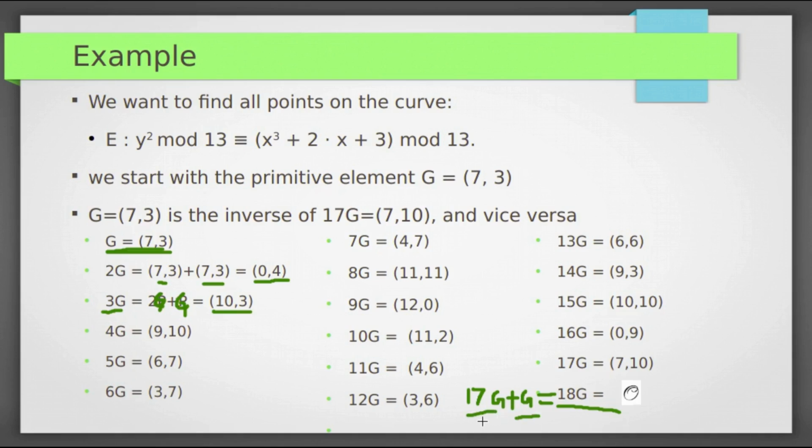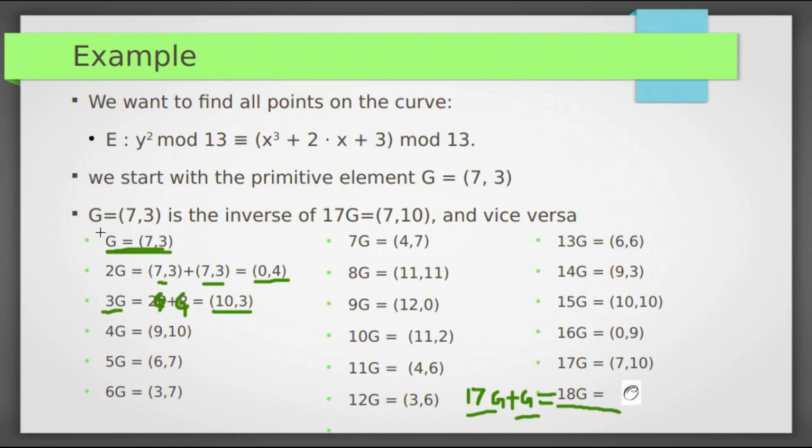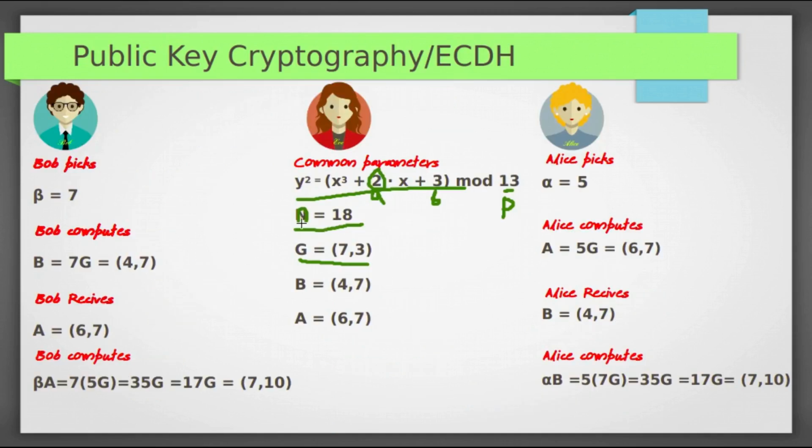See here, 17G plus G is 18G, which is infinity, meaning 17G is the inverse of G, and vice versa is also true. In this curve, A is 2, B is 3, and this 13 is the P. All these A, B, P and n, G are common parameters. This G can generate a total of 18 points, so this n will be 18.